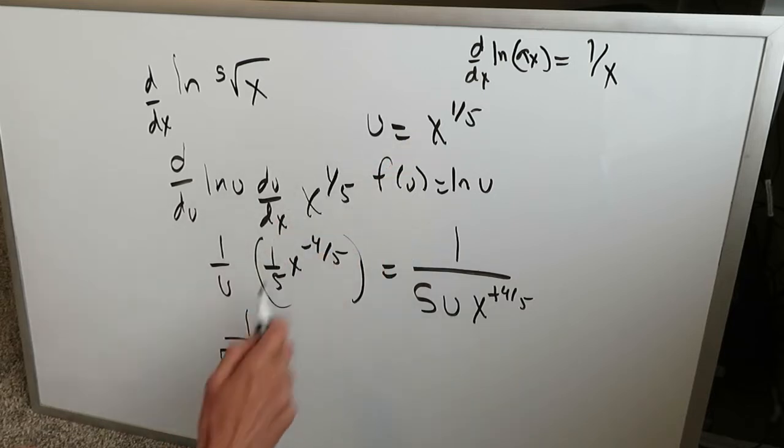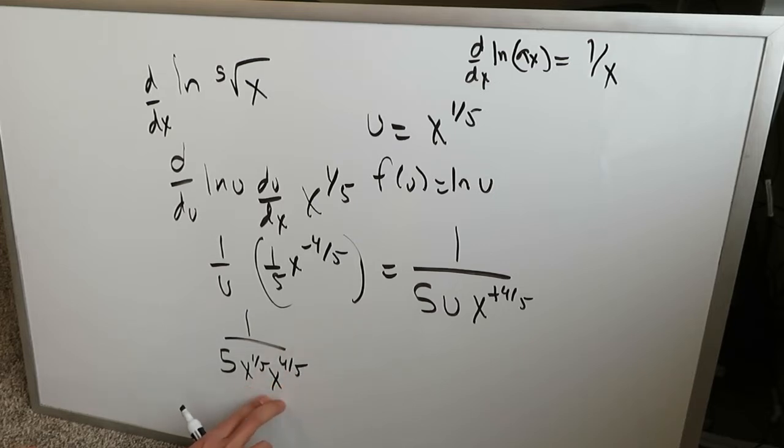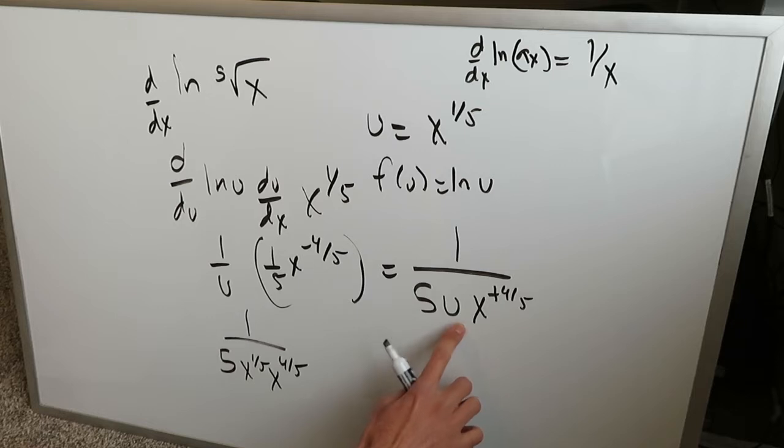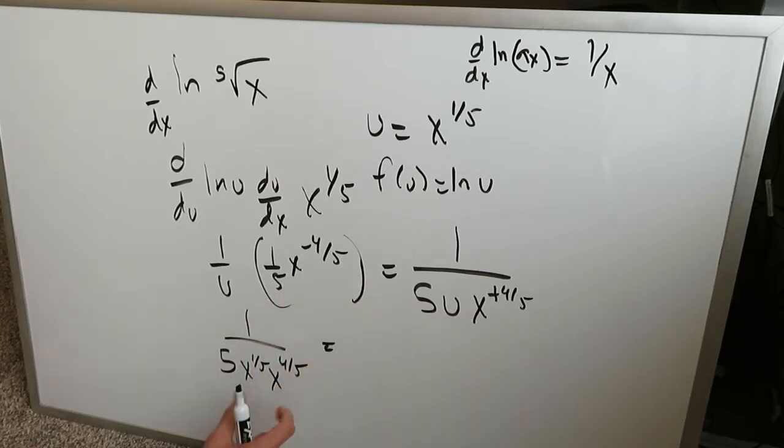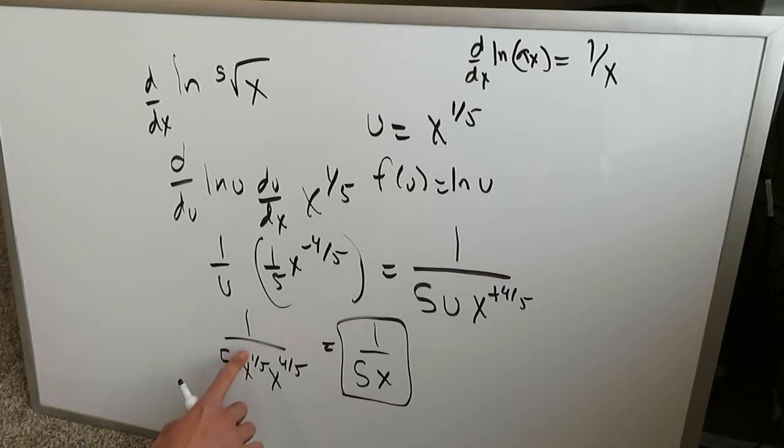1 over 5, x to the 1 over 5, x to the 4 over 5. See, both of these have to be brought together. This was my u, x to the 1 over 5, and this x to the 4 over 5 generated from this numerator coming down. These things can be brought together using the law of exponents such that you end up with 1 over 5x as your final answer and you're done. And you can see this yourself. x to the 1 over 5 times x to the 4 over 5, the exponents add. You get 5 over 5, which is just a 1, and the question is completed.